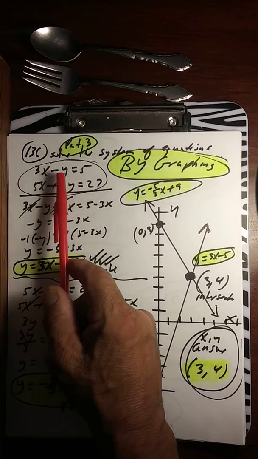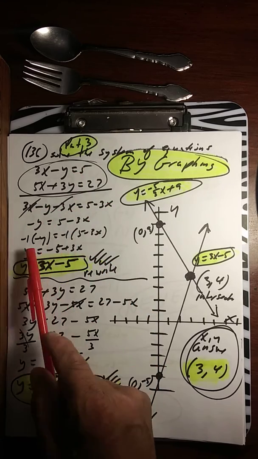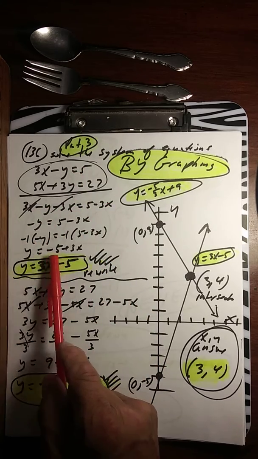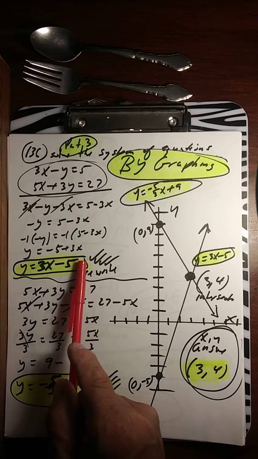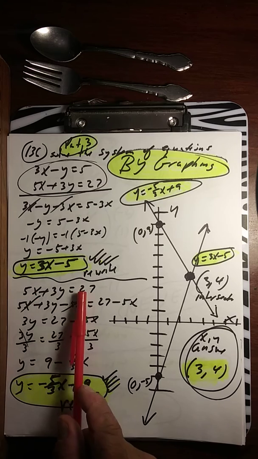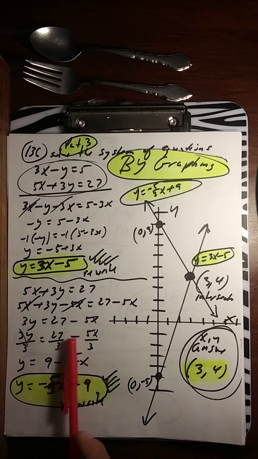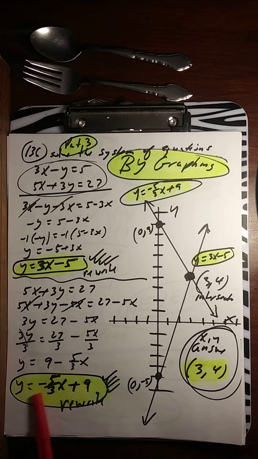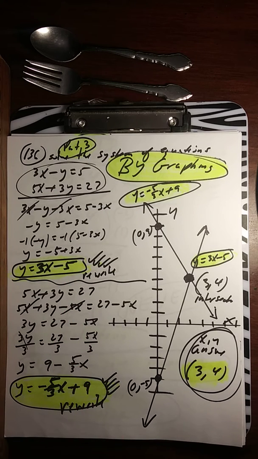Okay, the first one, this one here, minus 3x, negative y equals this, multiplied by negative 1. So we're going to have y equals negative 5 plus 3x, or rewrite it, y equals 3x minus 5. Okay, other one, solve this one for y. So minus 5x, 3y equals this, divide by 3, y equals 9 minus 5 over 3, or y equals negative 5 over 3x plus 9. So now these two right here, I'm going to put them in the graphing calculator and see what we get.